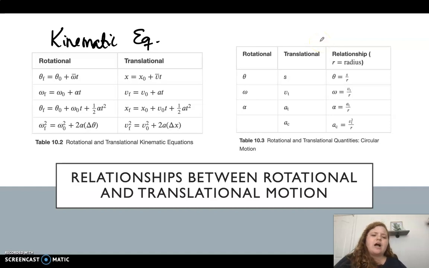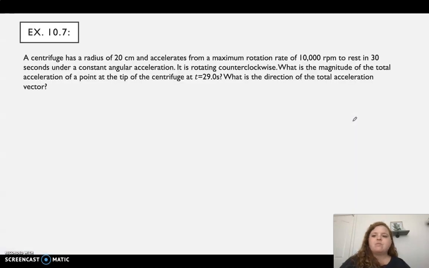So we need to know how to have some kind of relationship between rotational and translational, just in case a problem is giving you things in translational, but you want to know the rotational motion. So just be wary of that. Know that there are relationships here to combine all of these and relate them. So let's do an example of this.